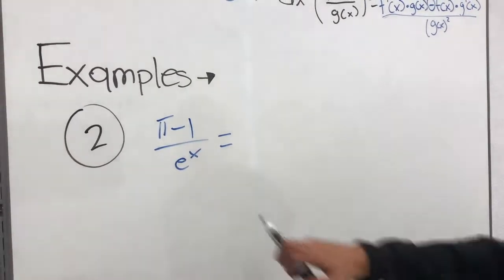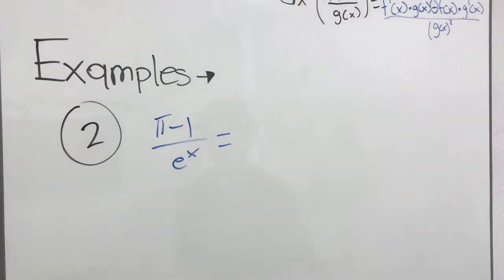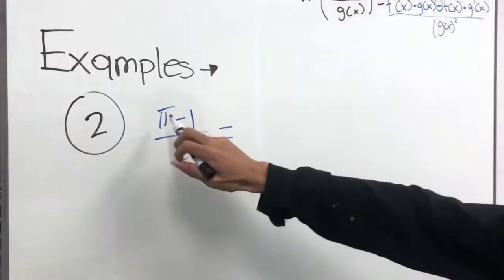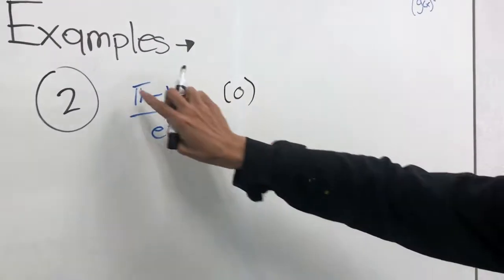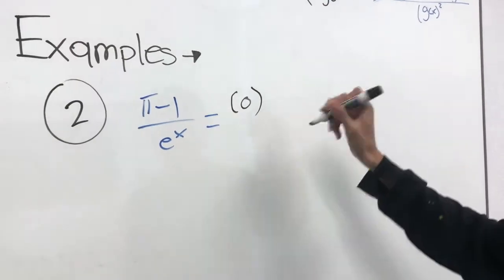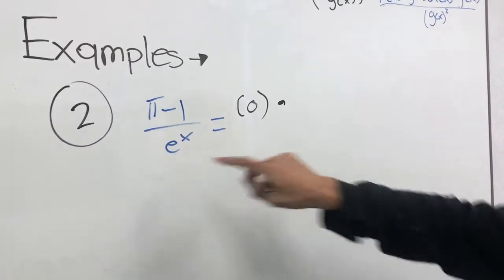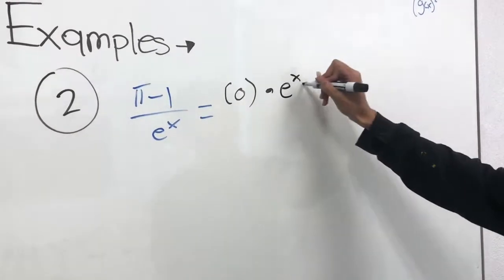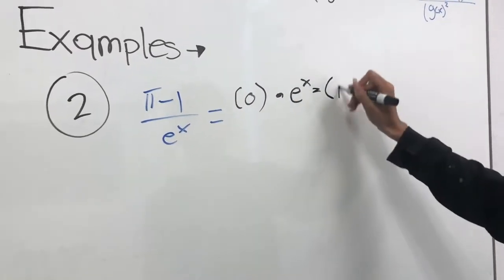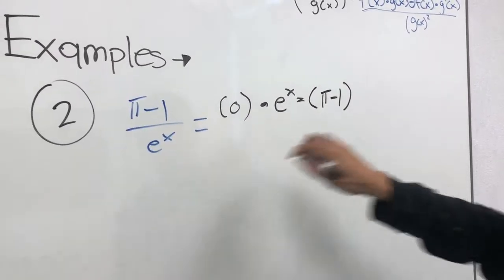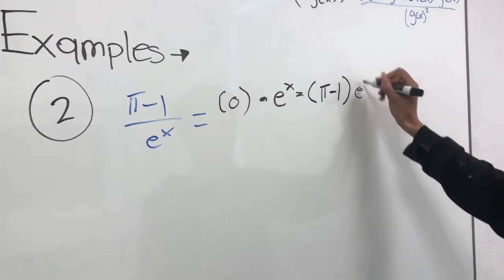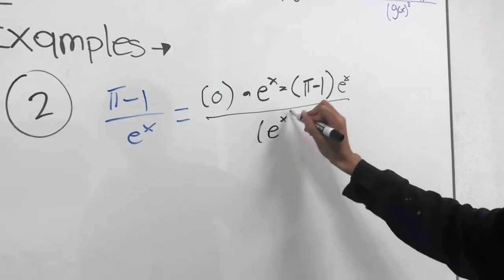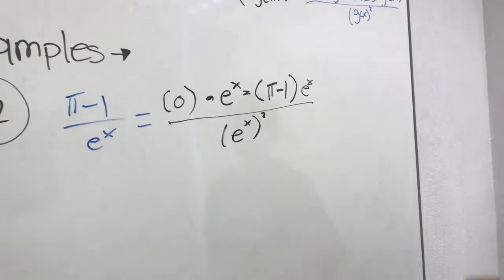As a second example, we have pi minus 1 over e to the x. Pi is a constant, so our derivative is going to be 0. So we have the derivative of the first one, which in total is 0, as two constants is equal to 0, times the non-derivative of the denominator, which stays the same in this case because it's e to the x, minus the non-derivative of the first one, which would be pi minus 1, times the derivative of the second one, which stays the same again. All divided by the square of the denominator, which would be e to the x squared.